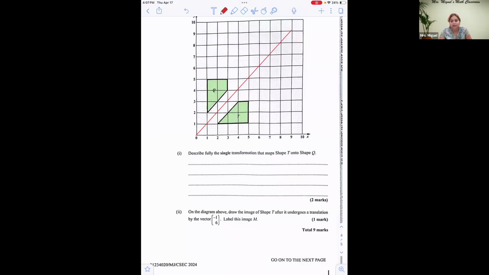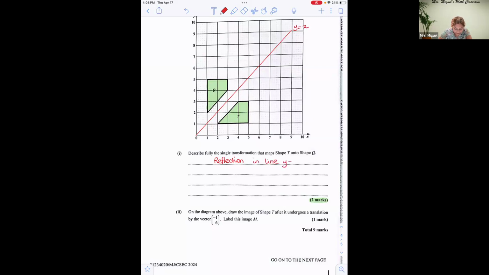So describe fully the transformation. So CXC is looking for two things. You see it's 2 marks. So you have to write 2 reasons to get the mark. It is a reflection. Just by you writing a reflection, CXC will give you 1 mark. And the reflection in what? The line y equal to x.